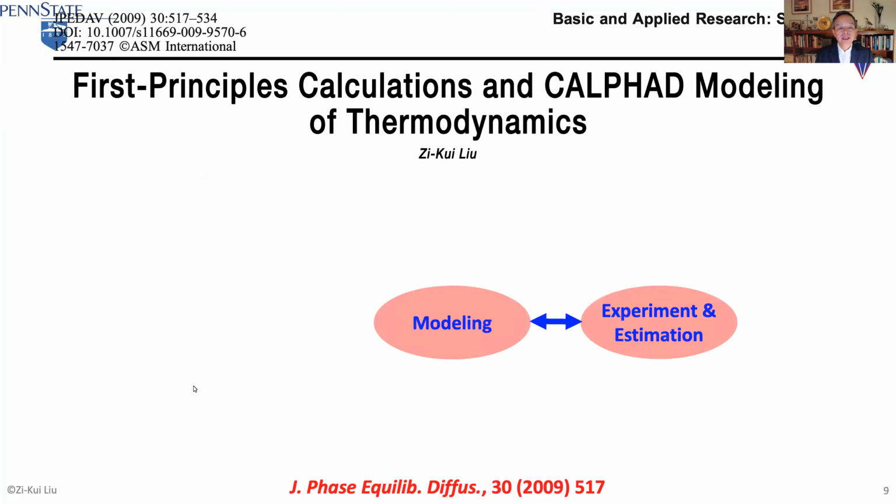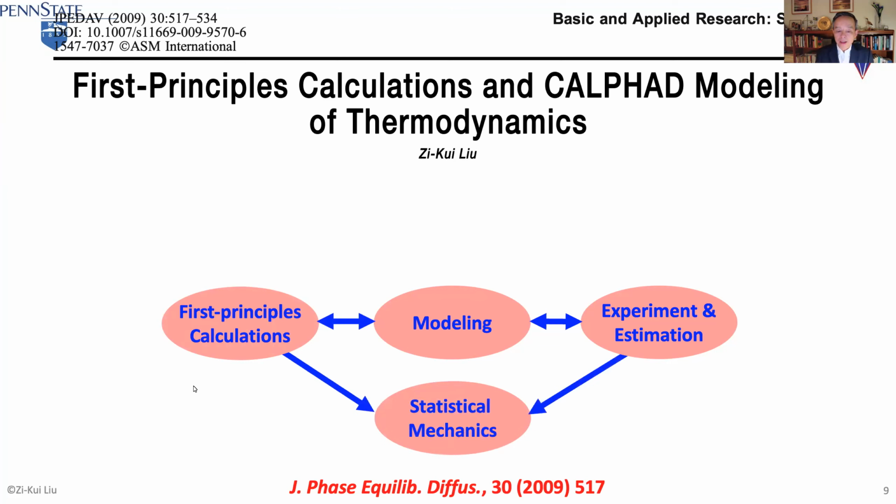So now we're going to combine. CALPHAD modeling before was mostly based on experiment and estimation with modeling. And then we could integrate the quantum mechanics from first principles calculations based on density functional theory. Because first principles calculations are usually for 0 Kelvin, we have to add statistical mechanics to do the finite temperature calculation. In this way, we can enhance the predictability of the thermodynamic databases.